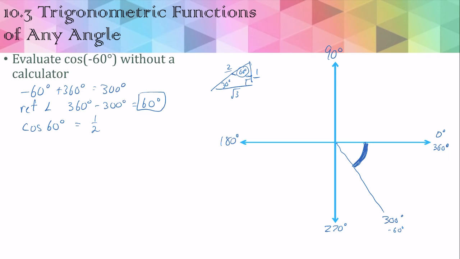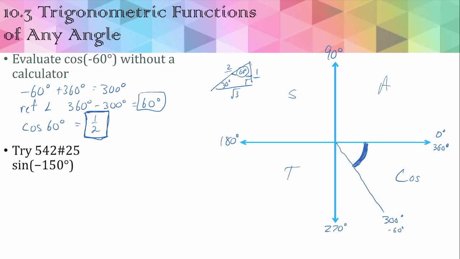And now you just have to figure out the sign. So this is All Students Take Classes. So cosine is positive in quadrant 4, where this angle is. So it is positive 1/2. If we were in quadrant 2 or 3 with the reference angle of 60, it'd be negative 1/2. Why don't you pause this and try number 25, sine of negative 150. And your answer should be negative 1/2.